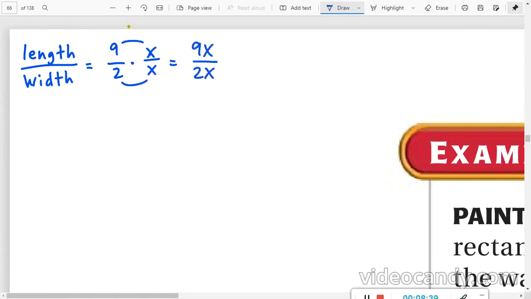So this 9x is going to be the length, and the 2x is going to be the width. The reason I am using x is because we don't know the actual length and width. We just know the ratio of the length to the width. So 9 over 2 is the same as 9x over 2x. I did not change the ratio.